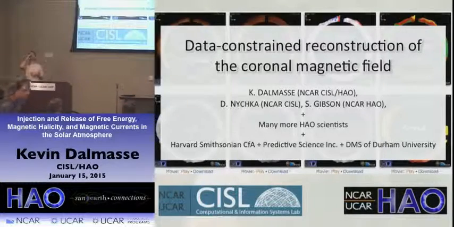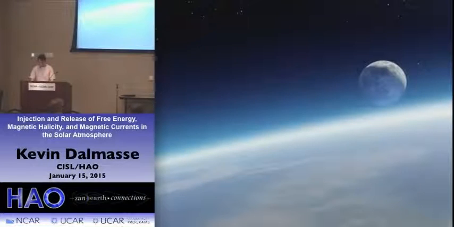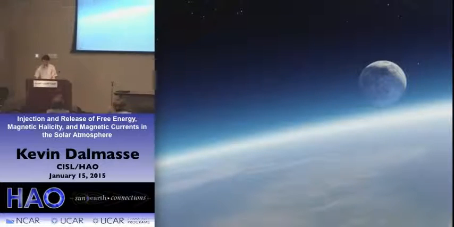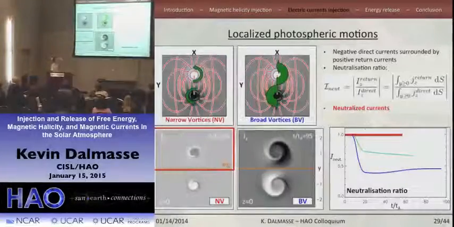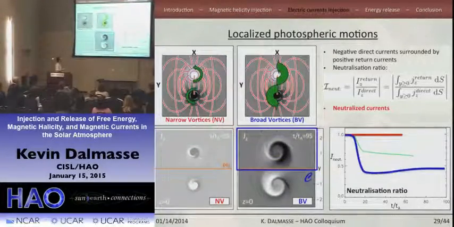Questions for Kevin? You were talking about net current in the atmosphere. You had a slide that showed the ratio between the direct current and the surrounding currents. And it comes up when you have the flux injected, and it asymptotically approaches some value like a half. It stays there. It doesn't go to zero.